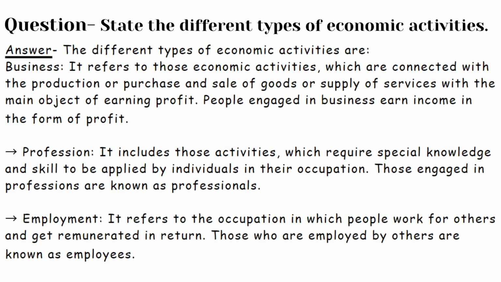Profession. It includes those activities which require special knowledge and skill to be applied by individuals in their occupation. Those engaged in professions are known as professionals. Employment. It refers to the occupation in which people work for others and get remunerated in return. Those who are employed by others are known as employees.